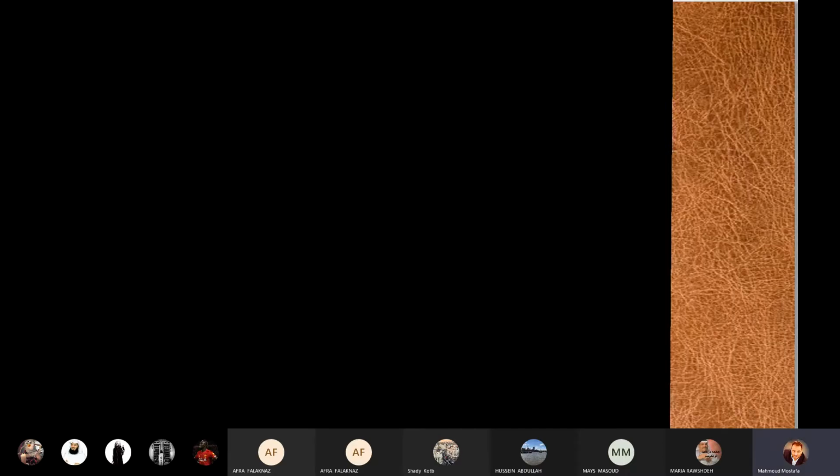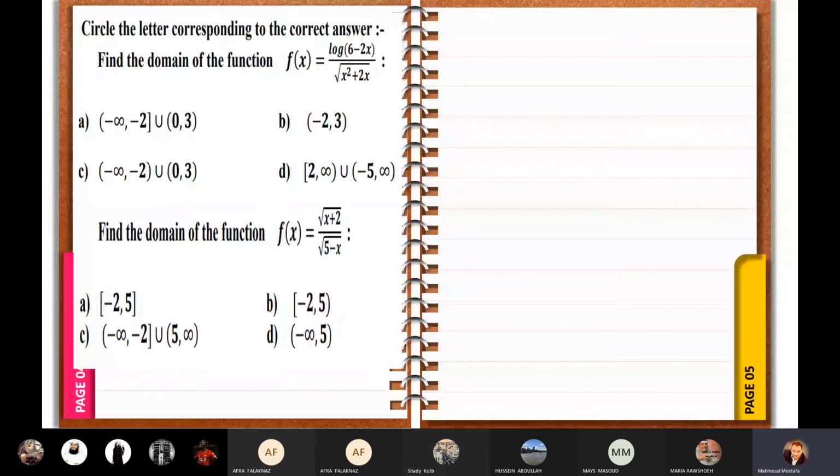Asking for the domain. The domain for the polynomial is already all real numbers. The function inside the logarithm must be greater than 0, and for the square root, greater than or equal to 0. If you have a fraction, the denominator mustn't be equal to 0. Now to find the domain, you have to find the domain for the numerator and the denominator, and find the intersection between numerator and denominator.